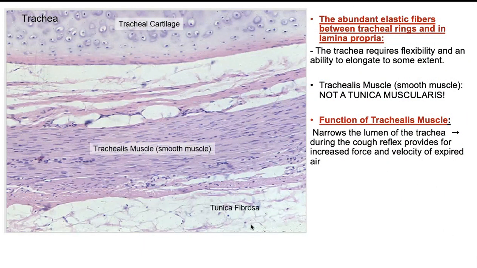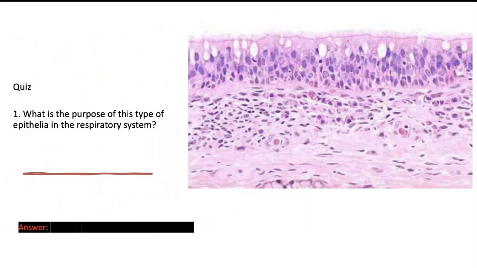Why does the trachea have a trachealis muscle? It is not a tunica muscularis, it is a tracheal muscle, a smooth muscle. Why does it have it? Because it is important to narrow the lumen of the trachea, especially during the cough reflex, to increase the force and the velocity of the expired air, right? To narrow the lumen of the trachea.